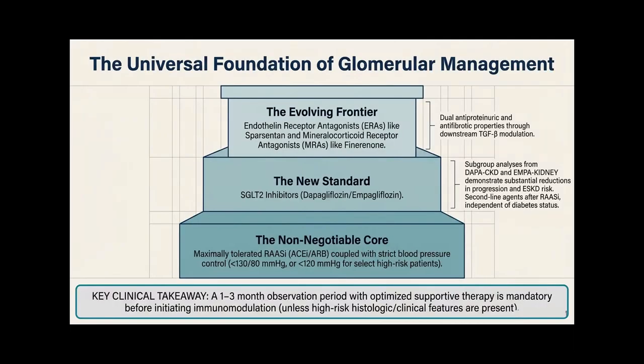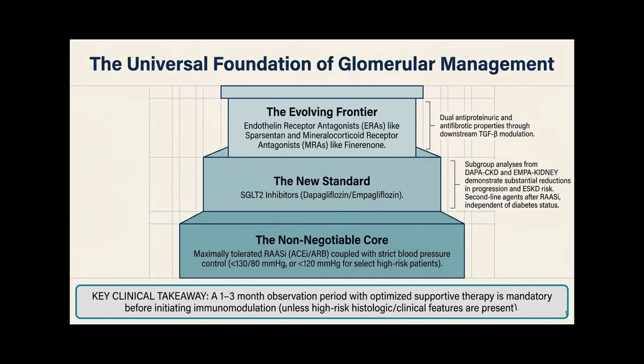So how do I go about it? There is one non-negotiable core. Every patient should get this. Then there is a new standard of care. Then the evolving care. What is the non-negotiable core? Maximally tolerated RAS inhibition. Either ACE inhibitor or ARB.